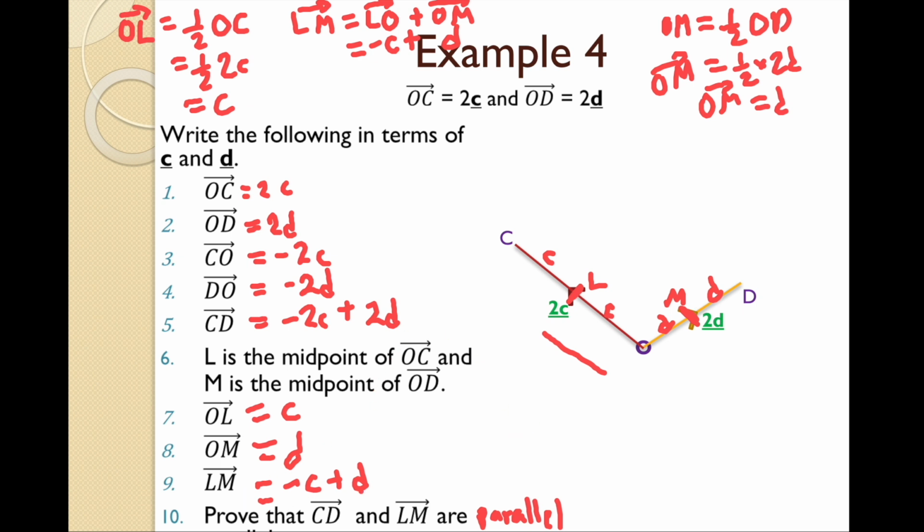Now the question says prove that CD and LM are parallel. So we have something for CD and we have something for LM. So CD is what? Negative 2C plus 2D. I'll put this part in brackets.